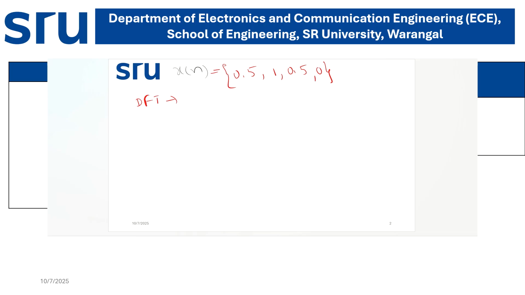So we have to substitute n different values as well as k different values between 0 to n minus 1. So there we got x of k is 2 minus j and 0 and it is j. Now find this DFT of the given sequence using radix 2 FFT algorithm.